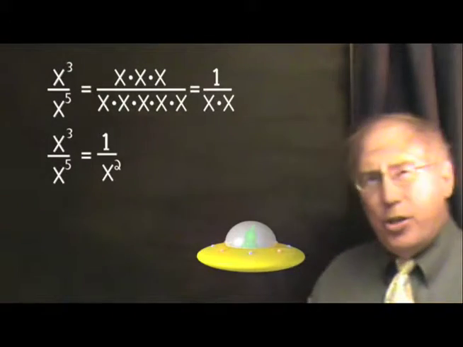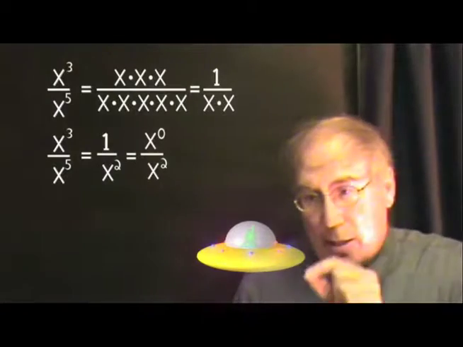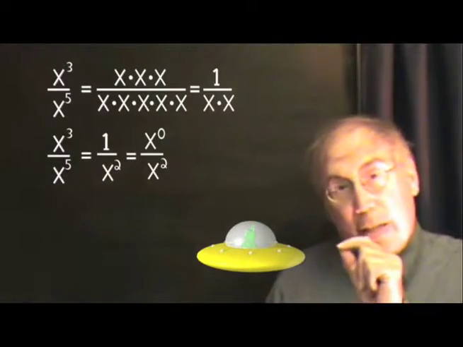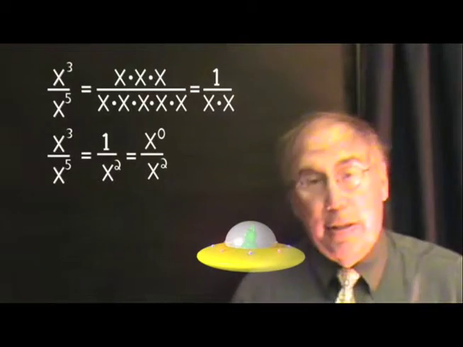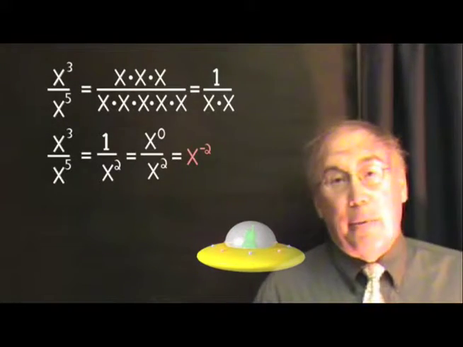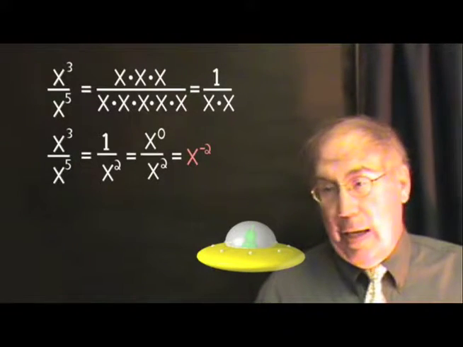Now, I'm showing you different ways to look at things here. That 1 can be changed into x to the 0, and I'll explain why soon. Now, if we go ahead and subtract like we did before, we'll get x to the negative 2. That equals 1 over x squared.